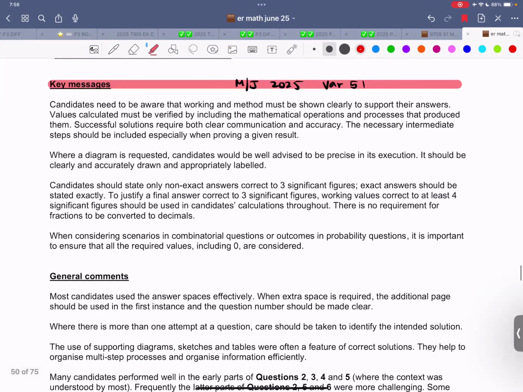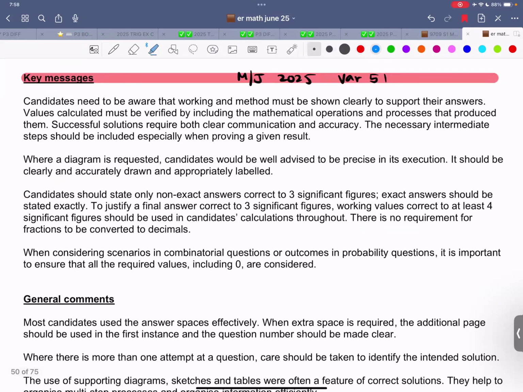I'll be underlining it. Candidates need to be aware that working and method must be shown clearly to support the answers. There is no compromise on this. And then it says values calculated must be verified by including the mathematical operation and processes that produce them. That further means show all the working. Successful solutions require both clear communication and accuracy.